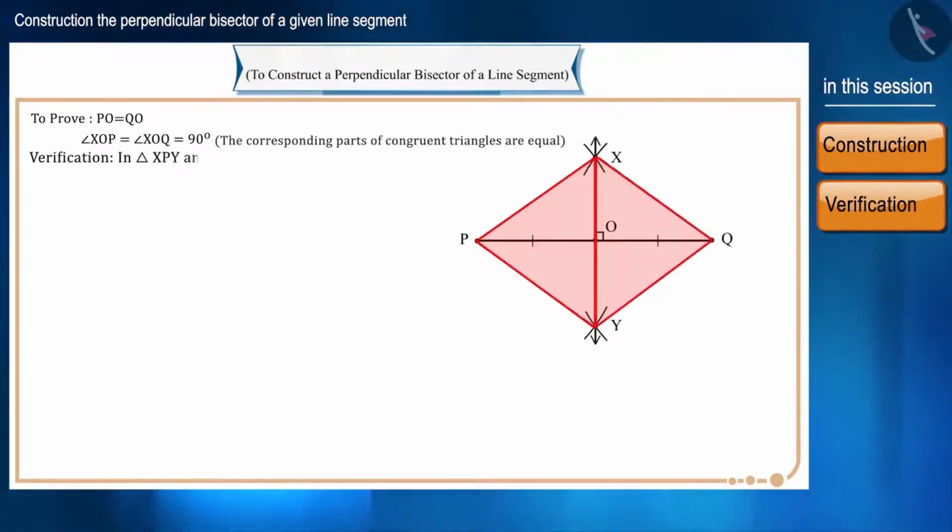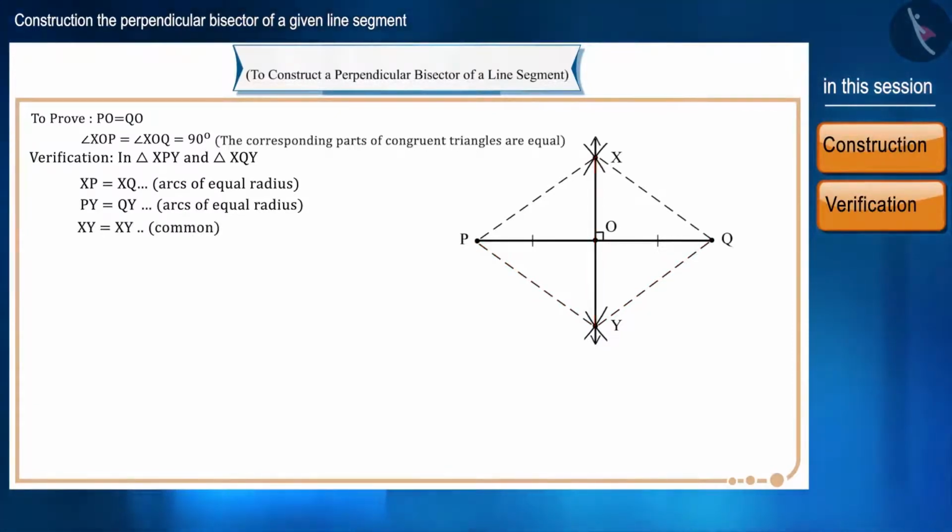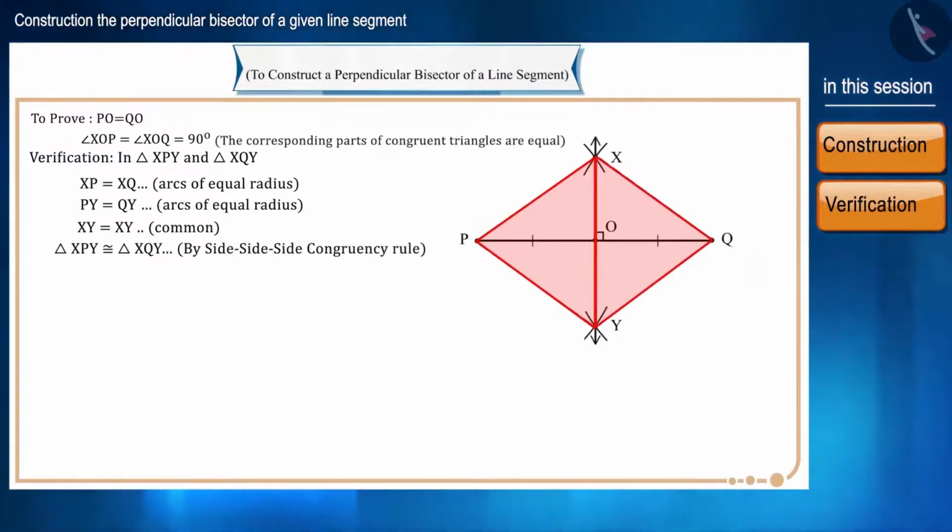Now in triangles XPY and XQY, side XP is equal to side XQ because these are arcs of equal radius. Similarly, side PY is equal to side QY because these are arcs of equal radius, and side XY is equal to side XY, common side. That is, triangle XPY and triangle XQY are congruent by the side-side-side congruency rule. Therefore, angle PXY will be equal to angle QXY, or say angle QXO, because the corresponding parts of congruent triangles are equal.